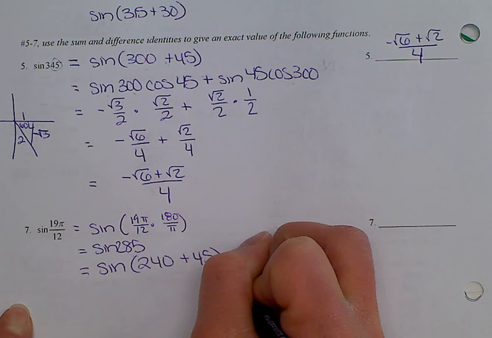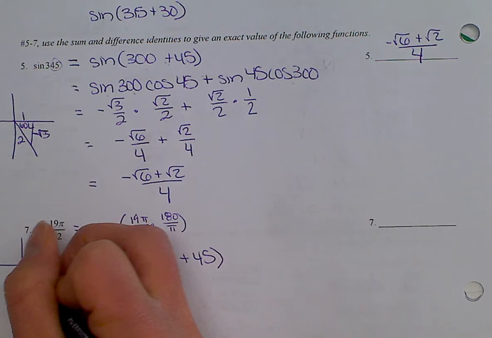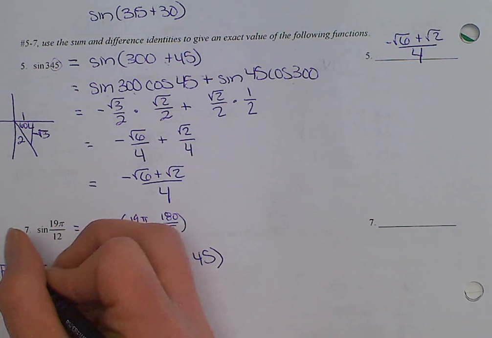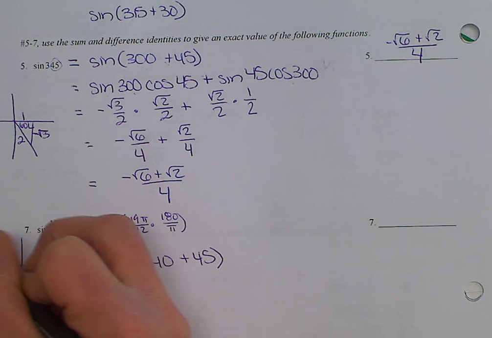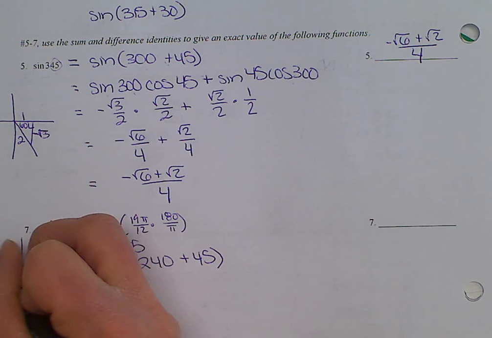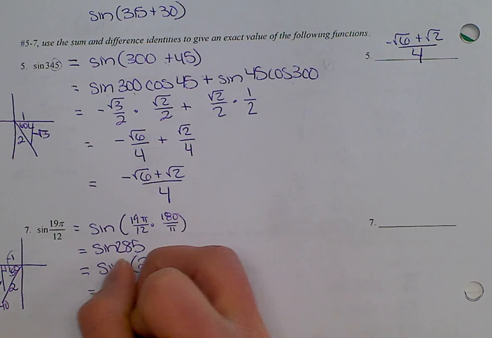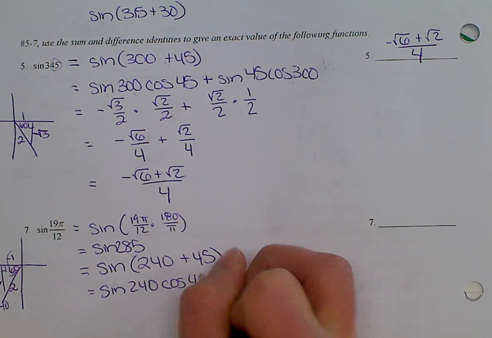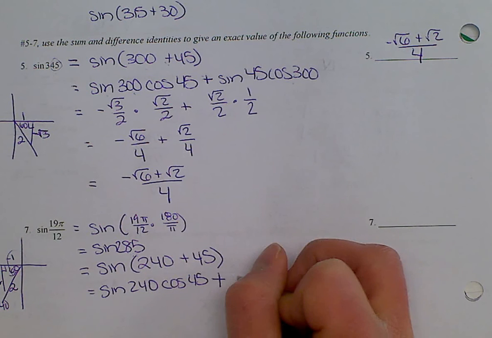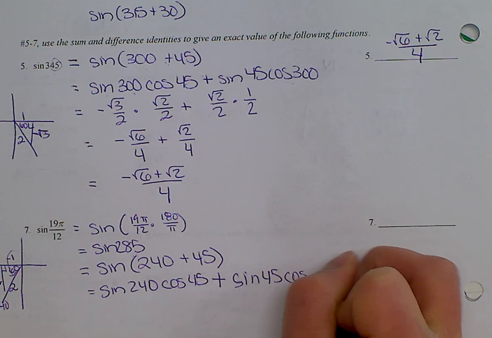240, when you think about that, is in quadrant 3, and your reference angle is 60. Here's 180. This would be 240 degrees. 240 minus 180 leaves us with 60. Using our identity, we would have the sine of 240 times the cosine of 45 plus the sine of 45 times the cosine of 240.